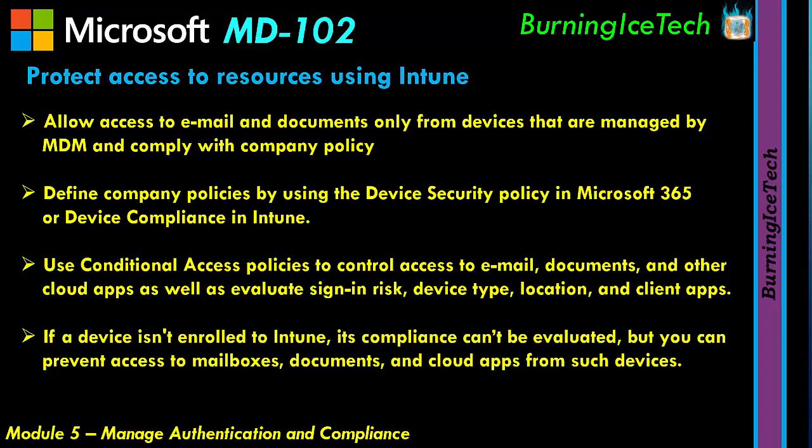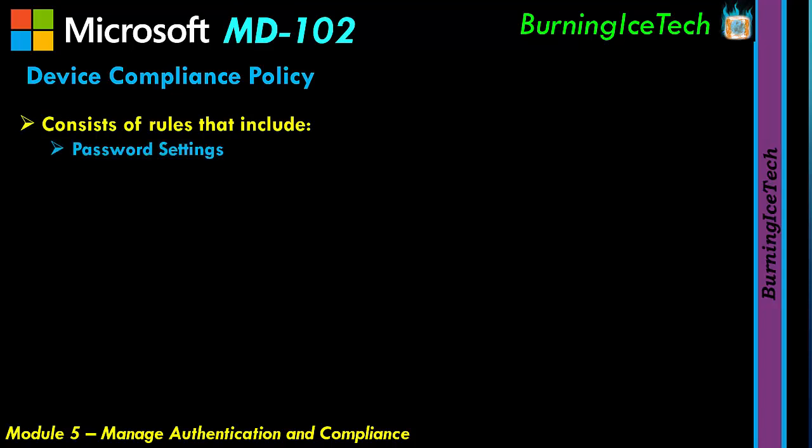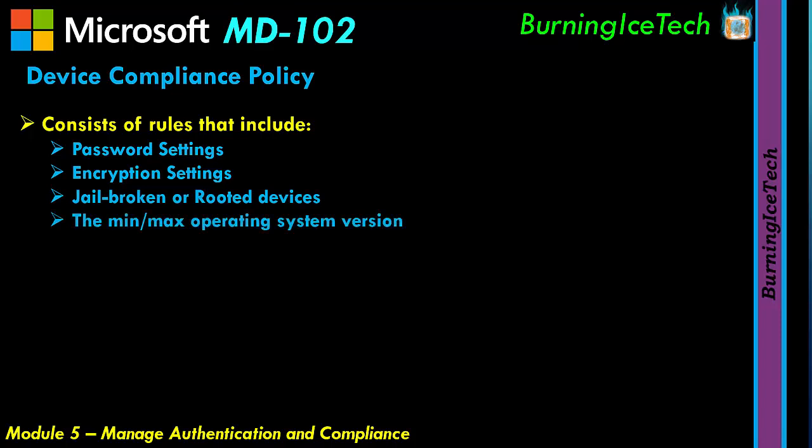Alright, so let's get to that next topic, which I kept saying, I don't want to jump the gun, which is device compliance. Or should I say, device compliance policies. So this consists of rules, as I think you guys might have gathered by now. And these rules include things like password settings, encryption settings, jailbroken or rooted devices, and then obviously other things like the minimum or the maximum operating system version and a lot more.